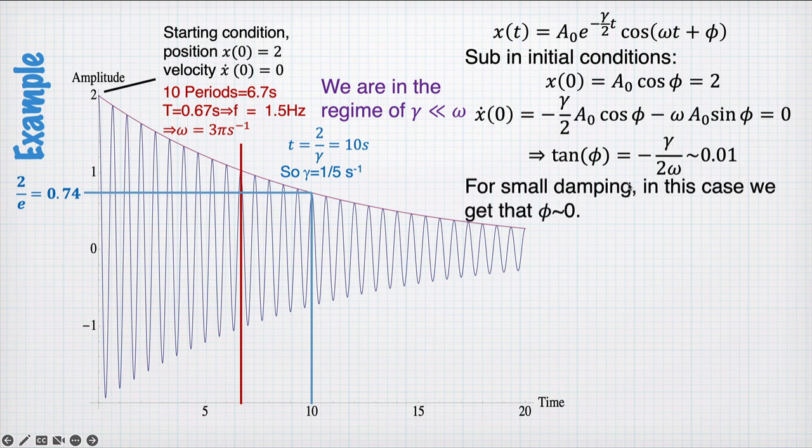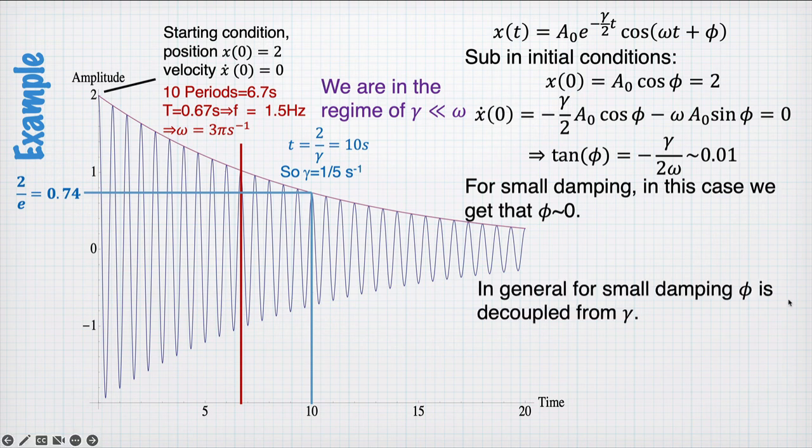So that's cool. For small damping, in this case, we get phi roughly equal to 0. But this won't always be the case. It's not a general result that for small damping phi is equal to 0. It just happens to be the case where we have a small damping and an initial 0 velocity. What we can say in general, however, is that for small damping, phi is decoupled from gamma.